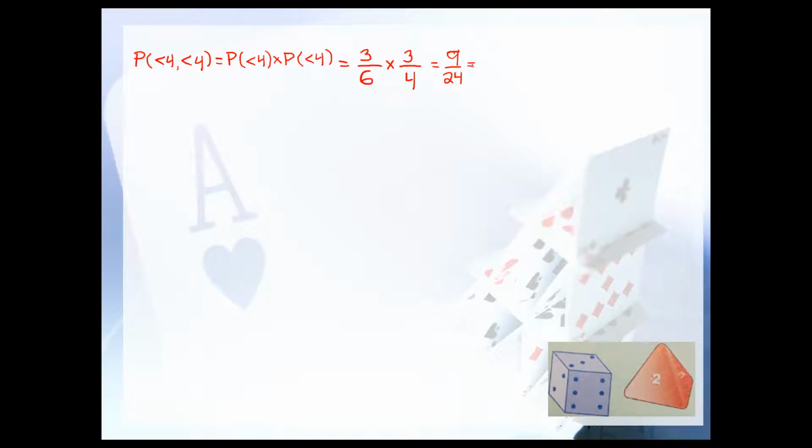Okay, 9 over 24 would give you a nice terminating decimal. So give you 0.375. And then multiply by 100 and move the decimal spot 2 units to the right, and you get 37.5%.